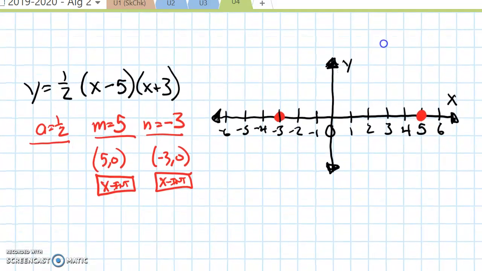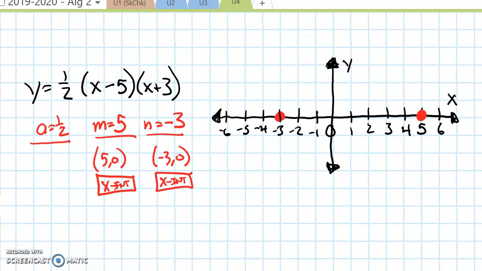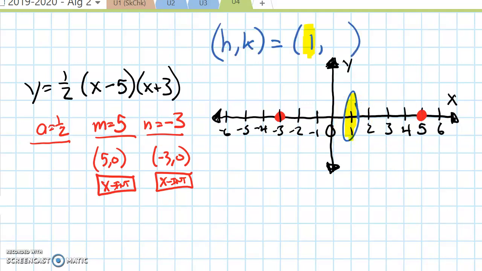If we're looking to find the vertex, the h value is found in the middle of these 2 points. So counting my way to the middle, we find that we have an h value equal to 1, as from negative 3 to 1 is 4 units, and 5 to 1 is 4 units.